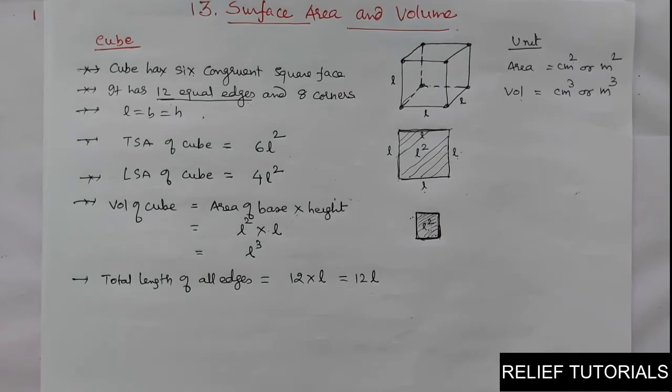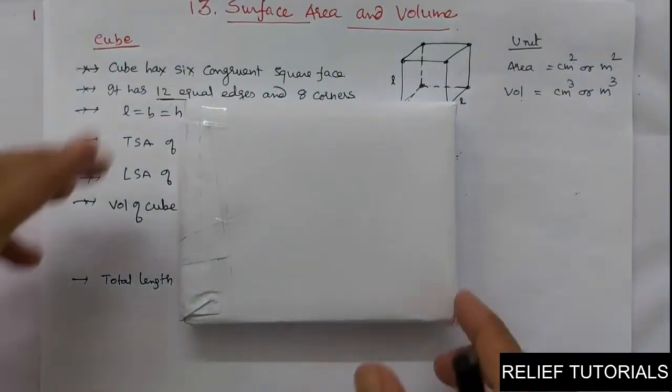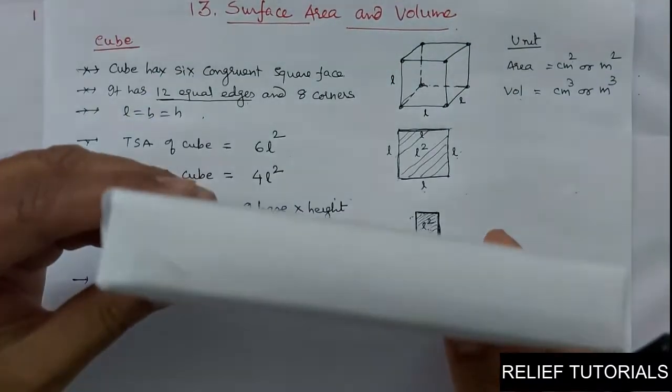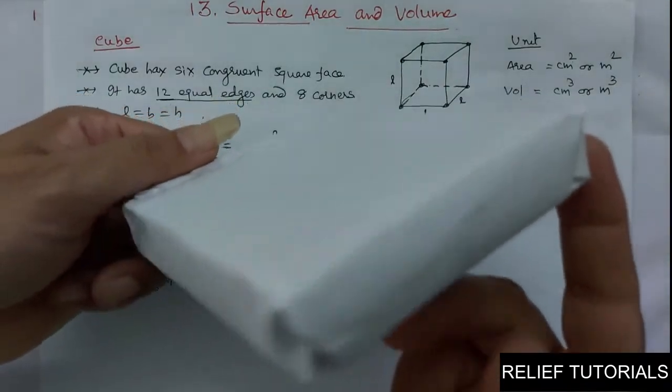So now this we have discussed. Now we'll discuss about cuboid. Have you seen cuboid? Now what is cuboid? Your textbook is a cuboid. The top of your table is a cuboid. See, this is cuboid. Have you seen cuboid? This is cuboid.